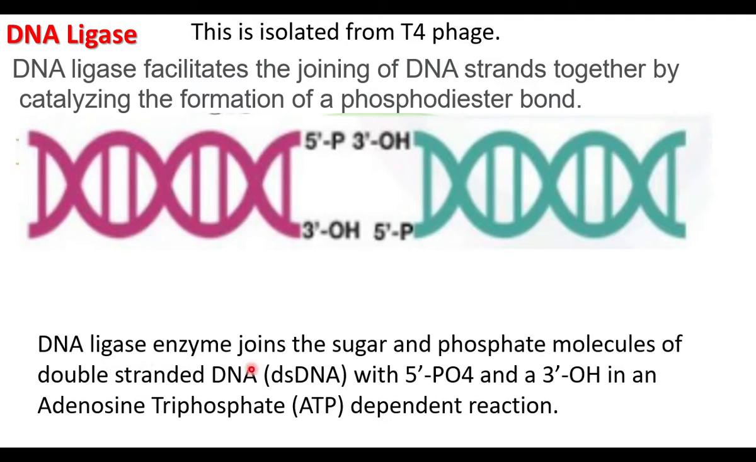DNA ligase enzymes join the sugar and phosphate molecules of double-stranded DNA. Sugar and phosphate molecule here, and here also phosphate and sugar molecule. A phosphodiester bond is formed. This bond formation takes place in the presence of adenosine triphosphate. So the phosphodiester bond formation reaction is an ATP-dependent reaction. It needs ATP.